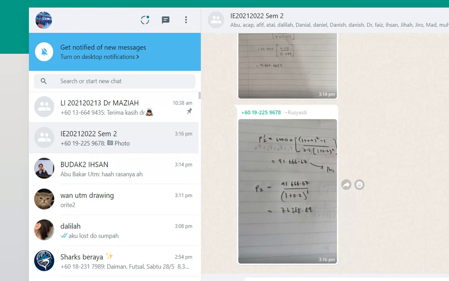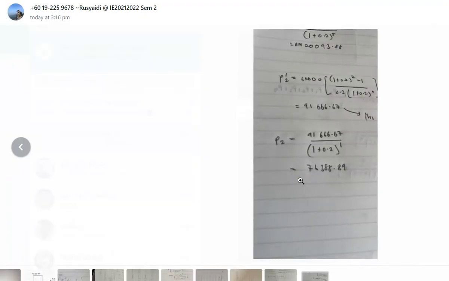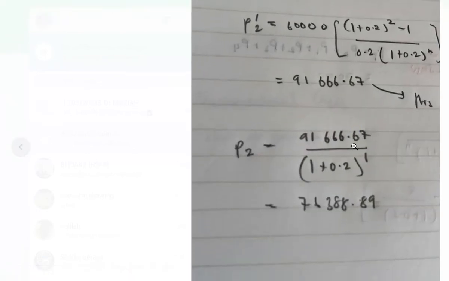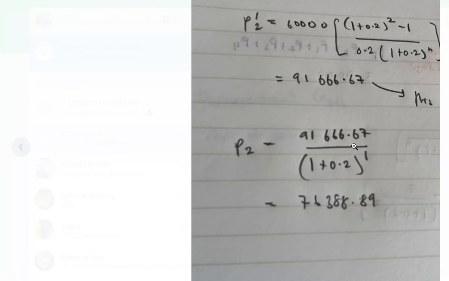Okay. So what is P2? 76,000. Yes, you got it correct. So P2 equals to 76,000. Right, that's correct. So this P2 is positive because the arrow is pointing upward. So for P2, my answer is 76,386.